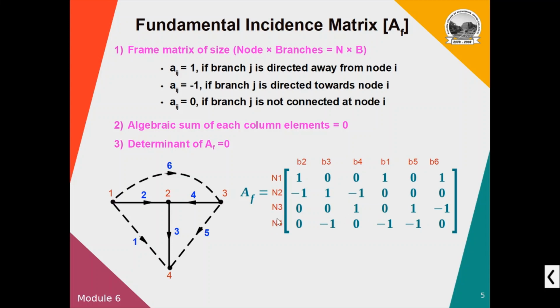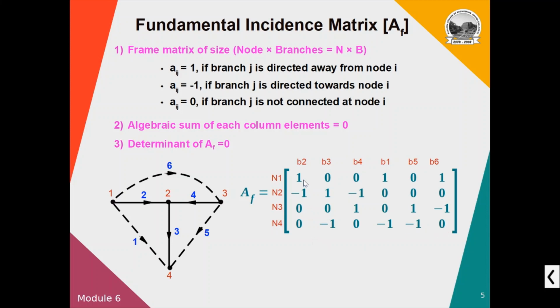Okay, so here one thing we can note is when we are adding all the elements of each column, we will be getting 0, right? The elements of all these individual columns, if you add them up, the answer will be 0. That is one of the properties of this incident matrix.